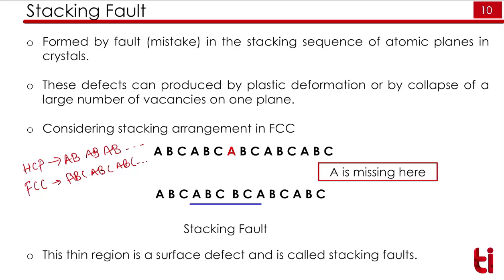So if any row of atoms or any plane of atoms is missing, that we call a stacking fault. For example, here if we have an FCC ABC, ABC, ABC structure, if A is missing here, we call it a stacking fault in FCC.